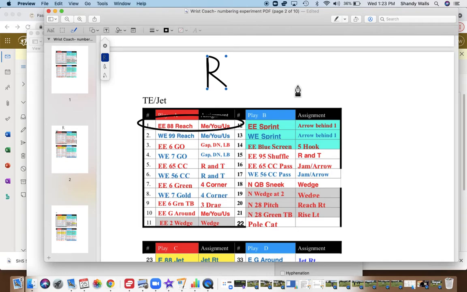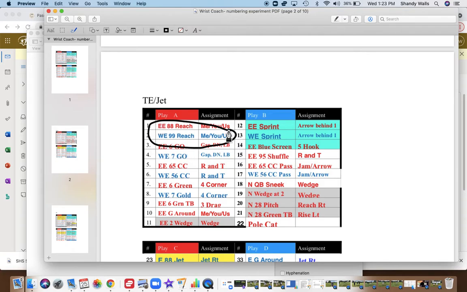Look at play number 2. Play number 2 is in blue. For play number 2, the tight end would look at that and know that he's going to line up on the left-hand side, because blue has the letter L in it, B-L-U-E, or left, L-E-F-T.